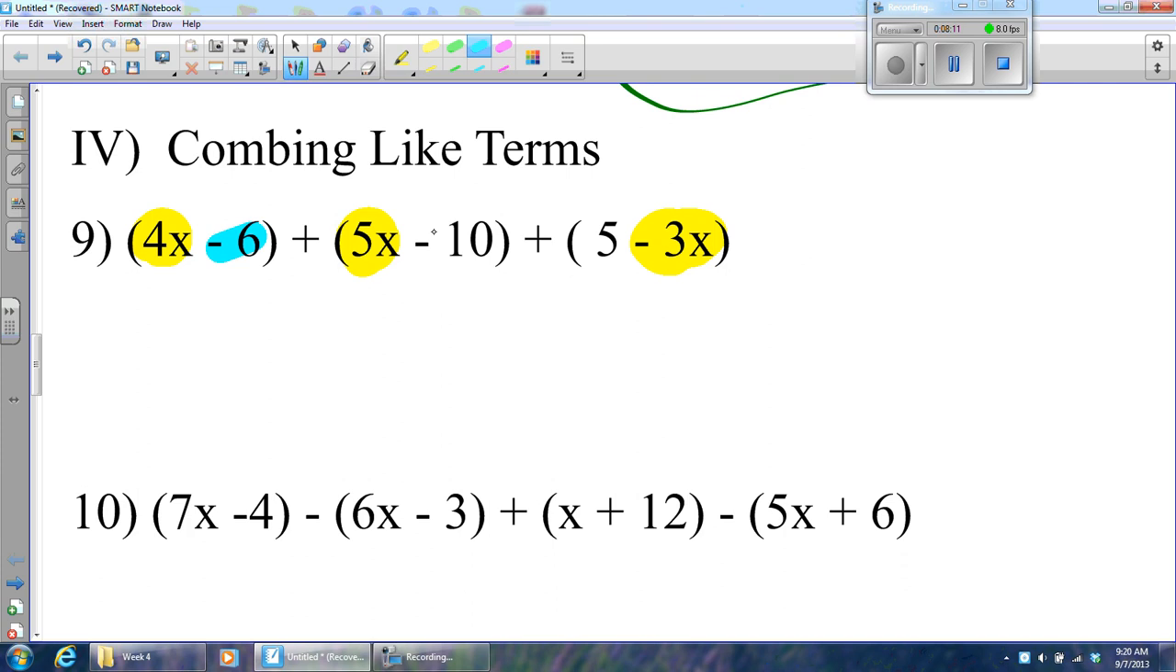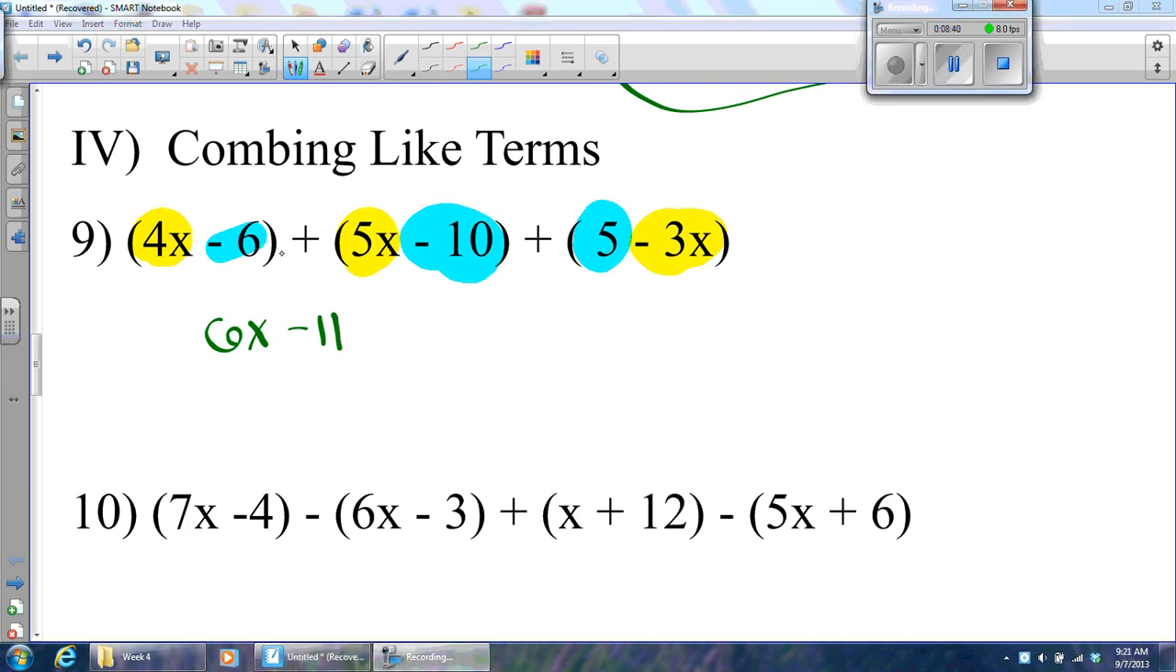I got a -6, and I've got a -10, and then a +5, right? And now I'm just going to combine. How many x's do I have? Well, I have 9 here. Take away 3, I must have 6 x's. For my constants, I have 6 negatives, 10 more negatives. I'm up to 16 negatives. Now I have 5 positives, and that will give me -11. Okay, so the answer is 6x minus 11. That's a simplified form of it.